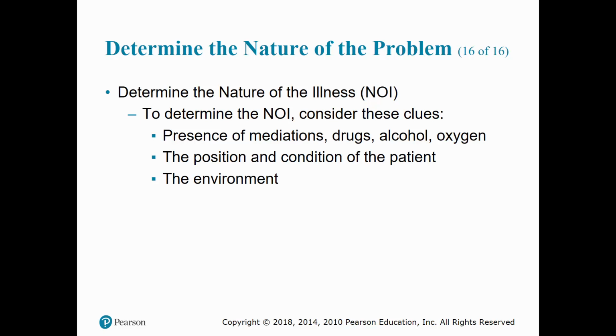Environmental conditions may provide clues to the nature of the illness as well. Extreme cold, wet and cold clothing, or a patient found outdoors in cool weather should suggest the possibility of hypothermia. A hot and humid environment, especially if the patient was playing a sport or performing some other strenuous activity, should suggest a possible heat emergency.